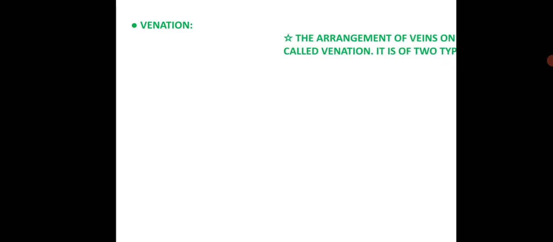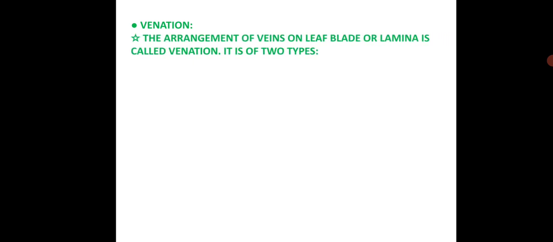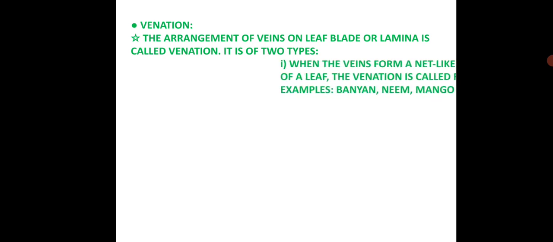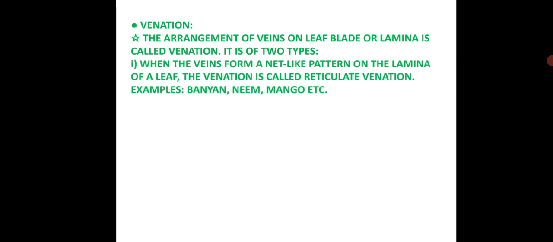Venation. So, what is venation? The arrangement of veins on leaf blade or lamina is called venation. It is of two types. When the veins form a net-like pattern on the lamina of a leaf, the venation is called reticulate venation. Examples: banyan, neem, mango, etc.